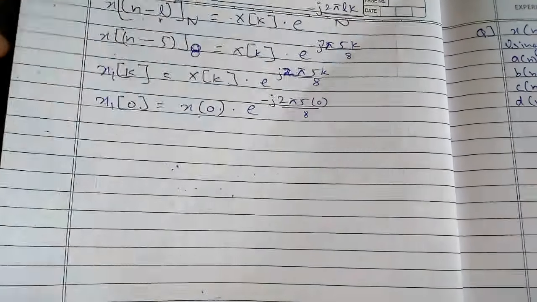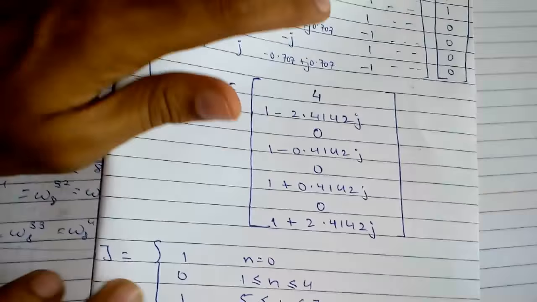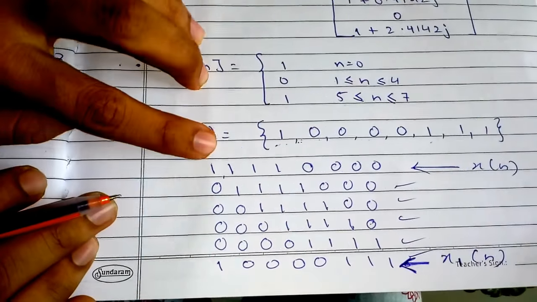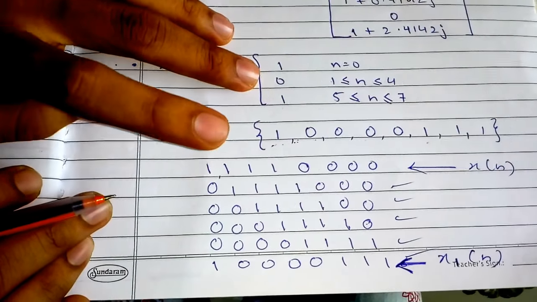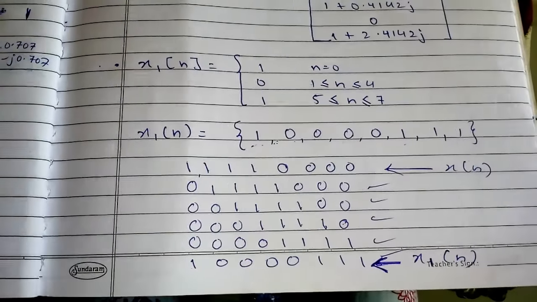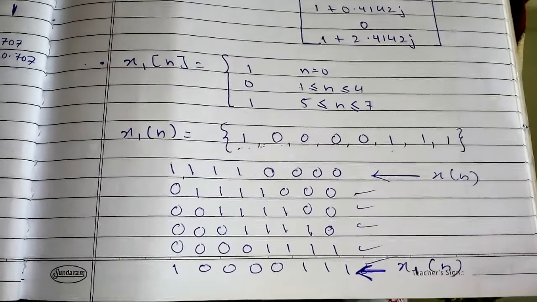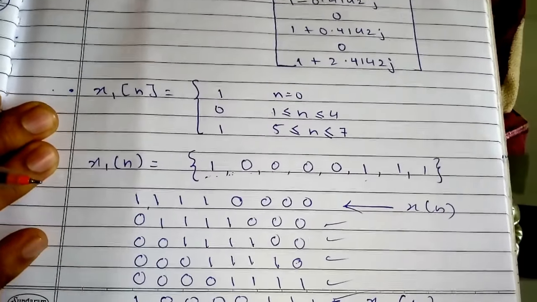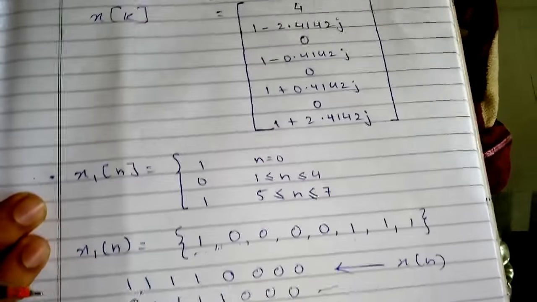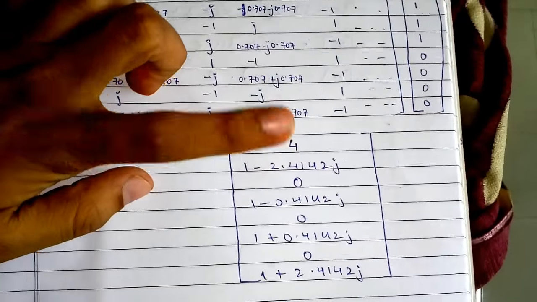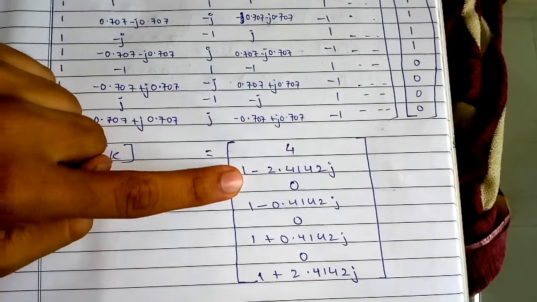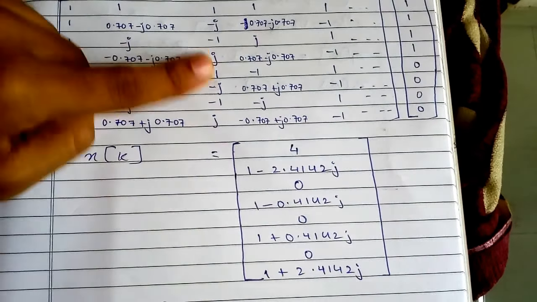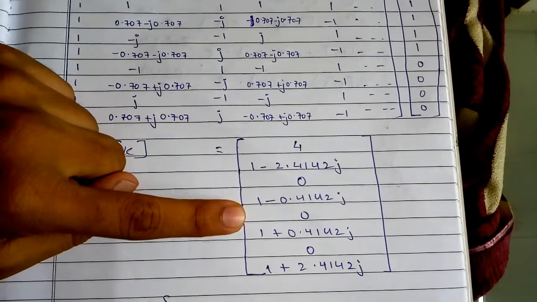X of 0 previously was, sorry, not this, this. Here x of 0 was 1, right? X of 0, I'm talking about x of n. Sorry, I'm really sorry. X of 0, that is in X of k, which we got here. X of 0 is this. This is X of 1, X of 2, X of 3, X of 4, X of 5, X of 6 and X of 7. I'm talking about this X of k.